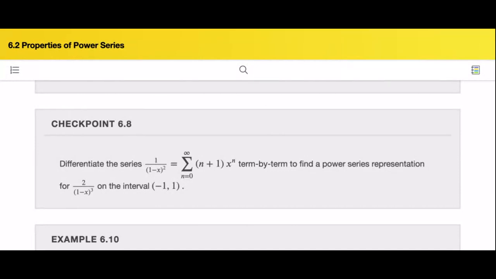So we're going to talk about integration next time. We can integrate term by term. I'm going to assign some homework.